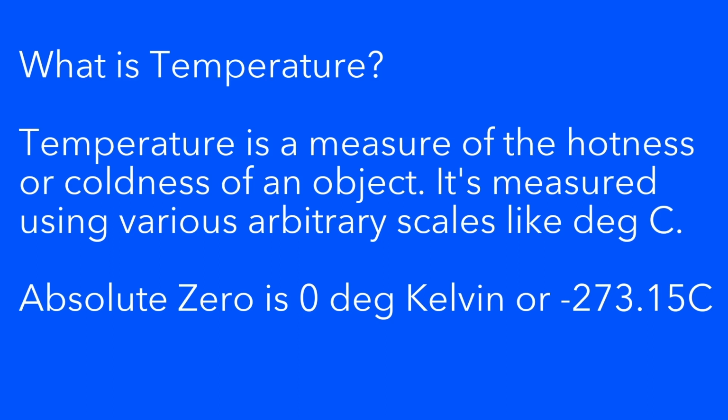Now lastly, absolute zero is 0 degrees Kelvin, or minus 273.15 degrees Celsius. At this temperature, you cannot go any lower. The laws of physics will not let you get any colder. So the coldest, most remote, isolated piece of the universe would be at about 0 degrees Kelvin.